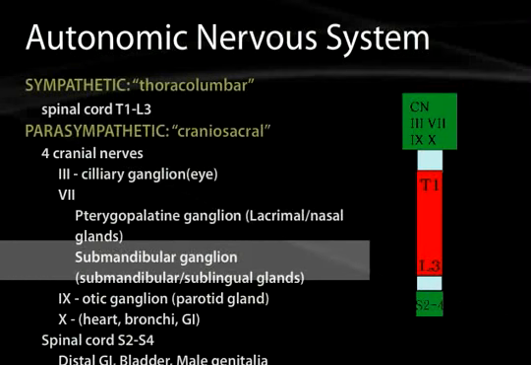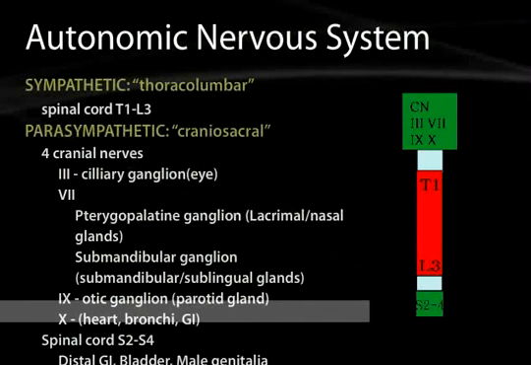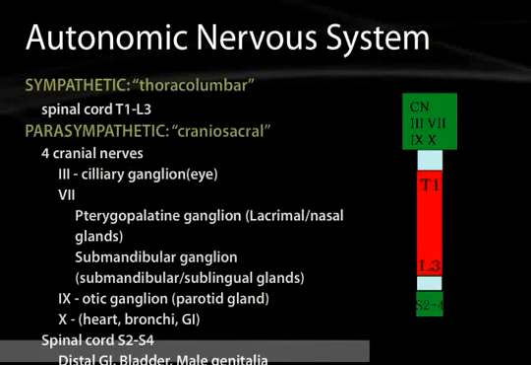Where do those synapse? Cranial nerve 3 will synapse in the ciliary ganglion to allow constriction of the pupil. 7 will synapse in the pterygopalatine ganglion to innervate the lacrimal and nasal glands, and in the submandibular ganglion to innervate the submandibular and sublingual glands. Cranial nerve 9 has parasympathetic fibers that travel along with cranial nerve 9.